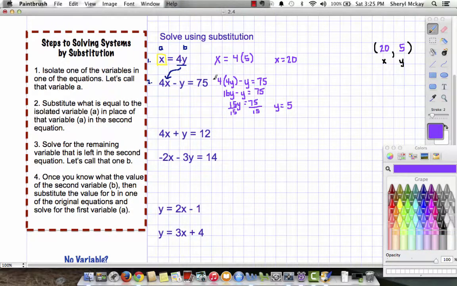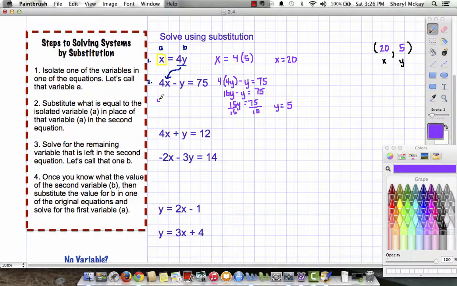intersect. It also means that if I put 20 in for x and 5 in for y in either equation, I will come up with a true statement. So let's try it. We've already done this first one. We've said x is 20 equals 4 times y, which happens to be 5. So 4 times 5 is 20. 20 equals 20. That works. What about this second one?